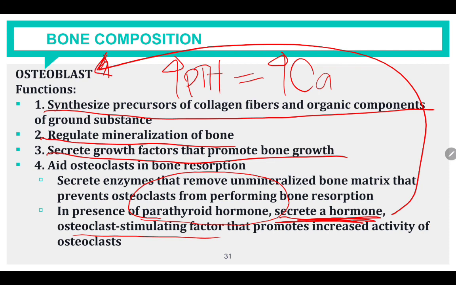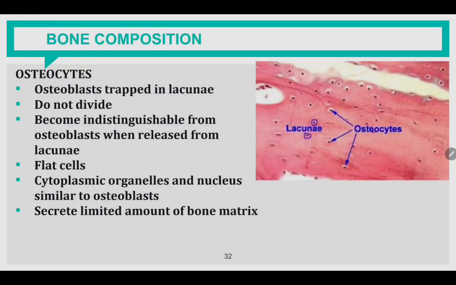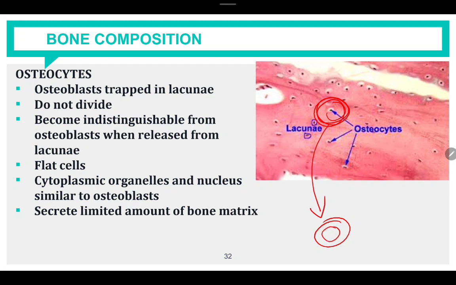And let's move on sa kanyang mature form, which is the osteocytes. Okay, so osteocytes, they are osteoblast trapped in the lacuna. Okay, so they do not divide. Guys, sa osteoblast, they do not divide, they just mature. Okay, but in this case, since this is the mature form, it becomes indistinguishable from osteoblast when released from the lacuna. So kapag itong osteocyte na to, tinanggal mo sa kanyang individual lacuna, kamukha niya ngayon yung osteoblast natin. Okay, ang palatandaan natin dito guys na osteocyte yan, masabi mo na osteocyte yan kapag nasa lacuna siya. Okay, so they are flat cells, and then the cytoplasmic organelles and nucleus are similar to your osteoblast.